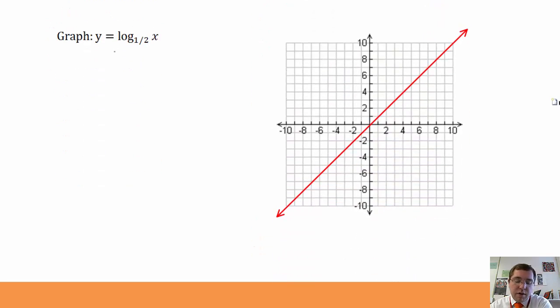So let's graph y equals the log base 1/2 of x. Do we remember how to graph y equals (1/2) to the x power? Sure we do. When x is 0, I'll get 1. When x is 1, I'll have 1/2 to the first power, that's 1/2. When x is 2, I'll have 1/4. When x is negative 1, I'll have the point (-1, 2).